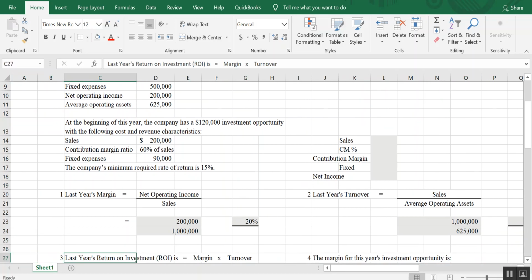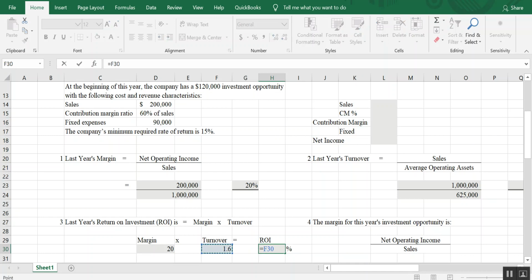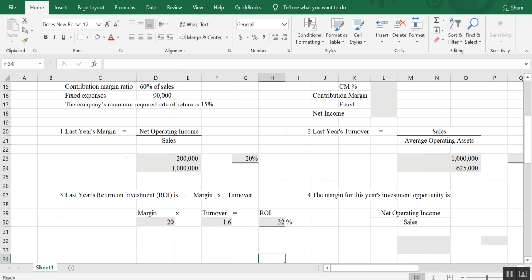Then for number 3, it asks what the return on investment is, and if you remember on Monday, the return on investment is simply the product of the margin times the turnover. So we have a margin of 20% and a turnover of 1.6, and the return on investment is the product of those two multiplied together, 32%. So that's what we do here.